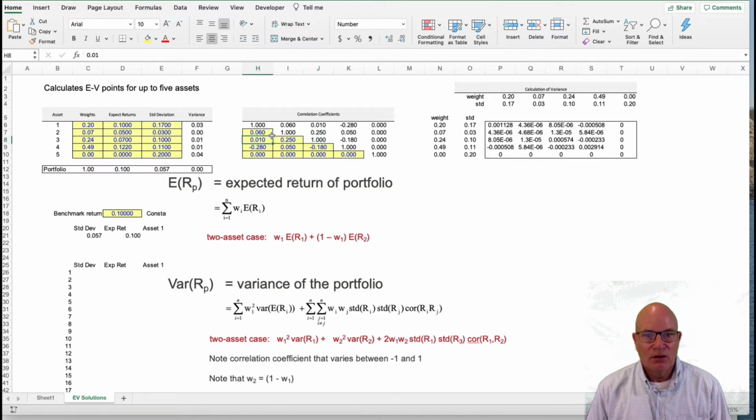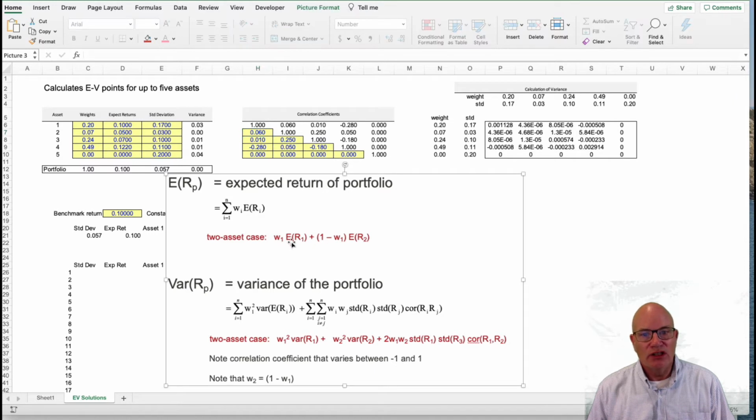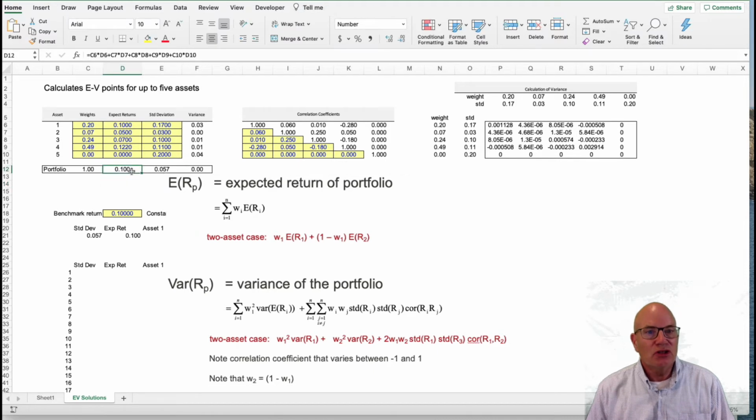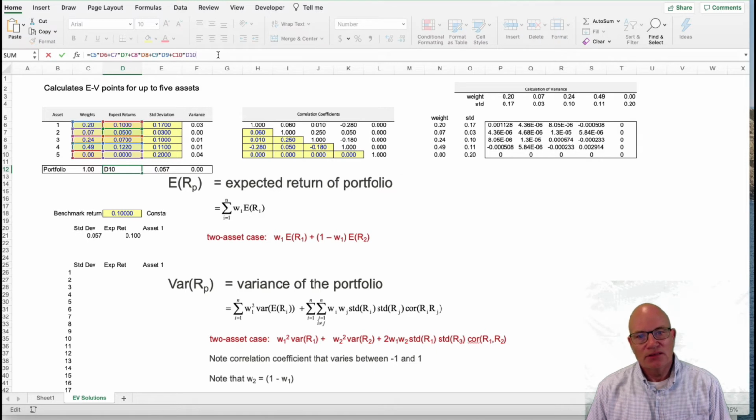Here's our lower level. Then over here, this is a matrix. If the correlation coefficient between stocks and T-bills is 0.06, then it's 0.06 between T-bills and stocks. All right, as far as implementing these equations, here is our expected return equation. The expected return is given right here. And if you look at that, it's just the weight times the expected return.